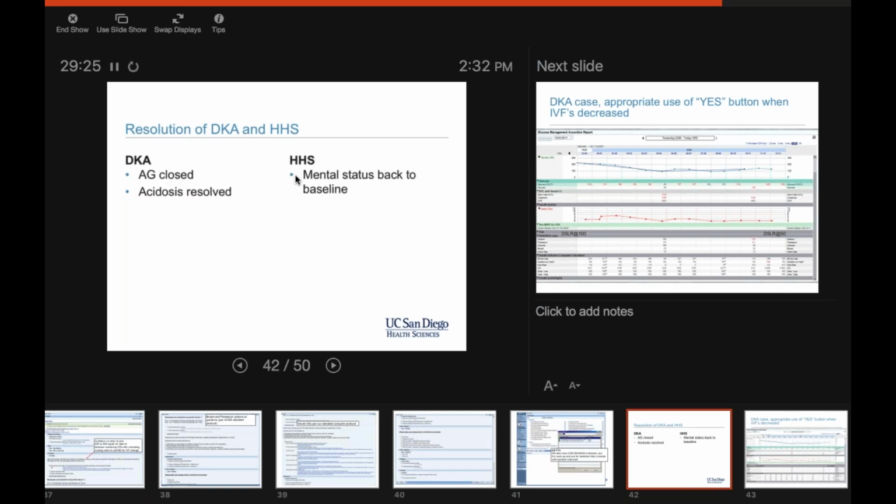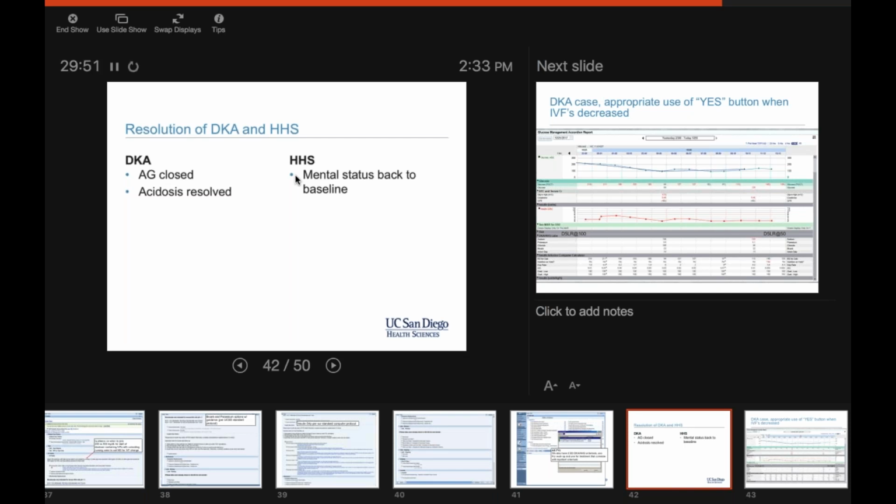Resolution. When is our DKA or HHS resolved? Okay. Resolution of DKA. You want to run that car wash until your gap is closed and your acidosis is resolved. Then it is safe to turn down your dextrose or off and let it go. And I would say to make sure your gap is closed ×2 to really secure that gap.